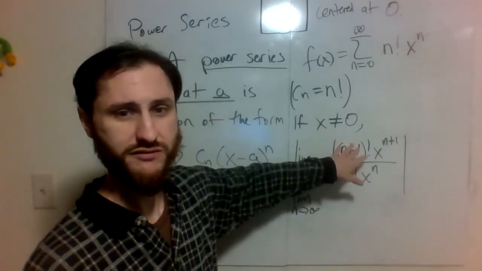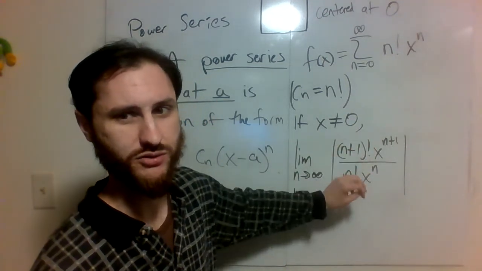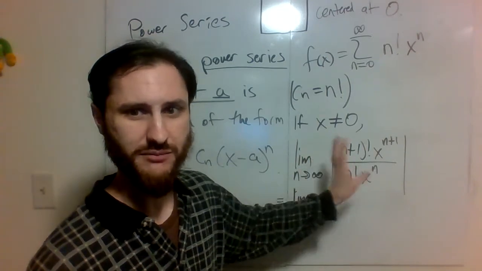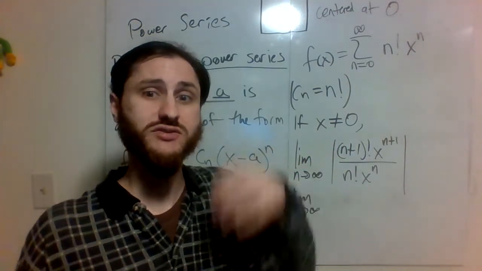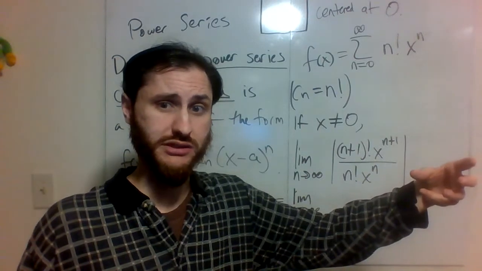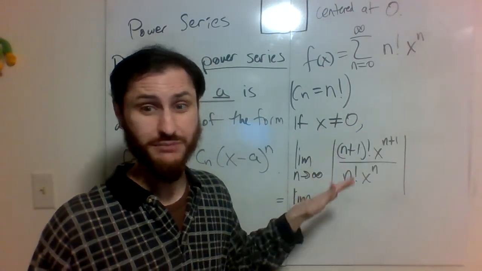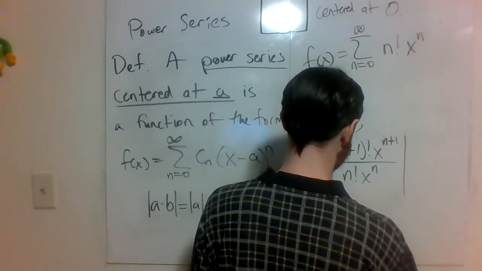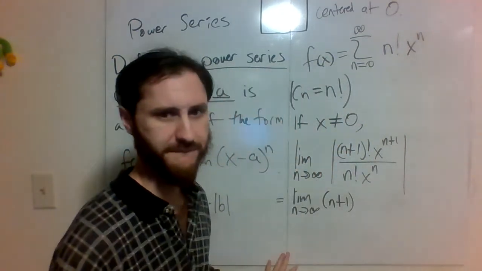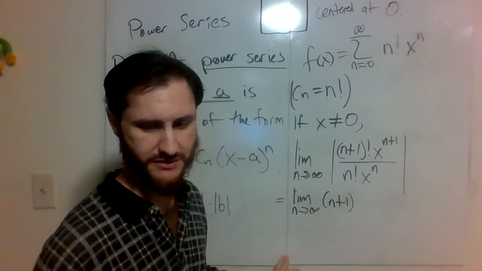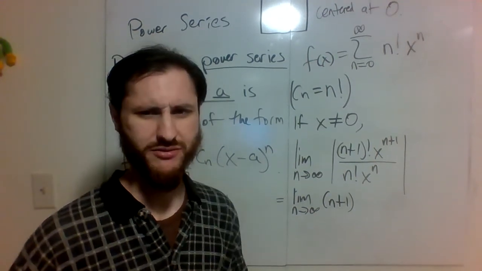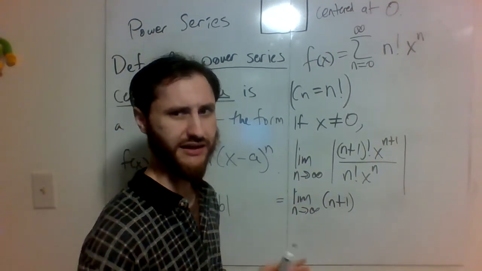Remember, n plus 1 factorial over n factorial. Remember, n plus 1 factorial will be n plus 1 times n factorial. So I get cancellation happening. And all I'm going to be left with is n plus 1. Oh, I feel like I went through that quickly, so I'm going to write that out a little bit more slowly.